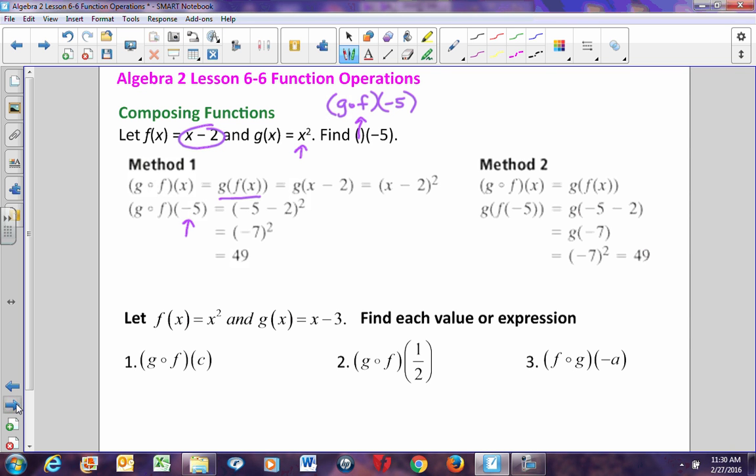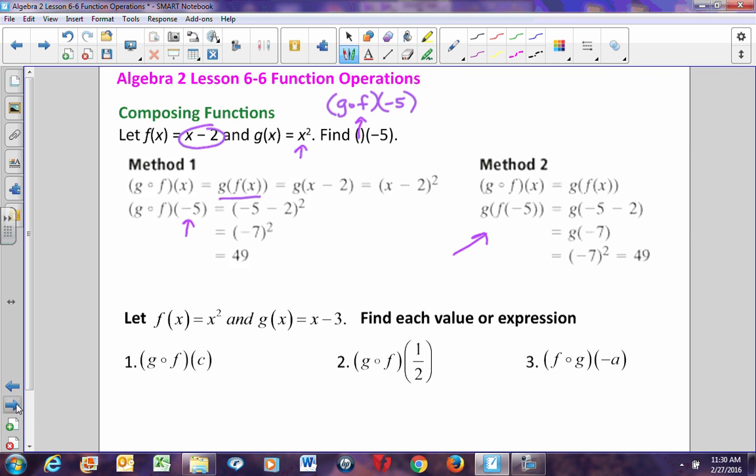That's not the way I do it. I mess up every time I do it by method 1. I always use method 2. G of f of x to me says take f of -5. So if f of x is x minus 2, then I'm going to take -5 minus 2 and I get -7. Then I'm going to take g of -7, so I'm going to take -7 and square it and get 49. I think this method is cleaner.